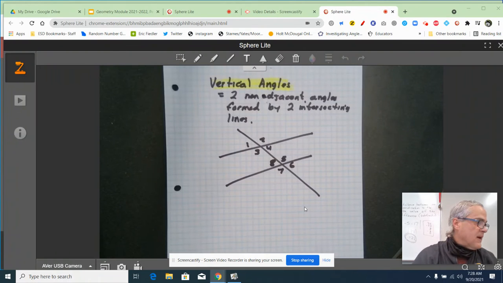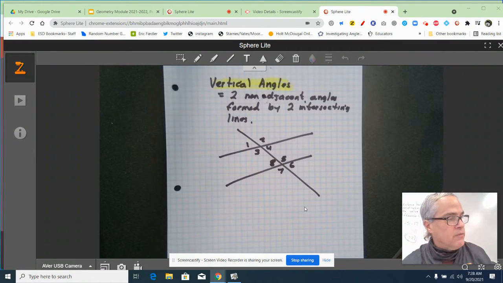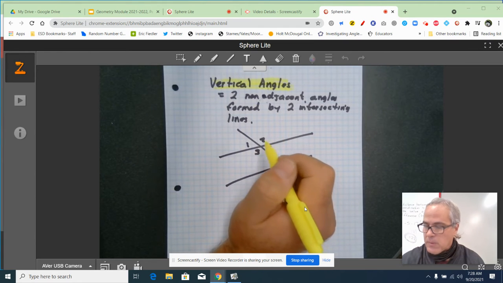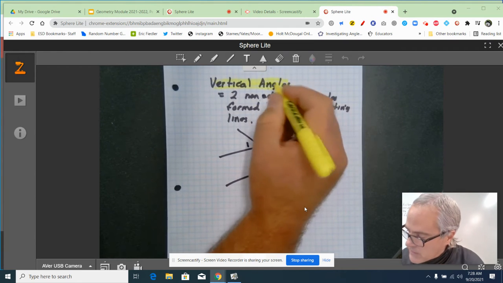Right, here's our last special angle pair. It's called vertical angles. And here's the book definition: two non-adjacent angles formed by two intersecting lines. Remember, adjacent meant the adjacent piece of this.